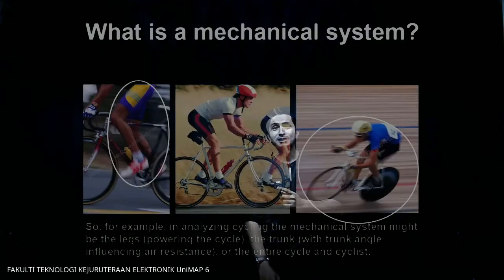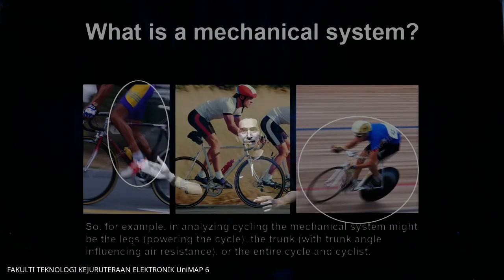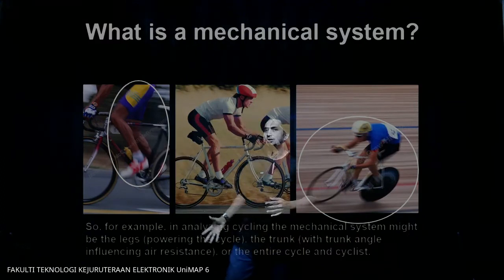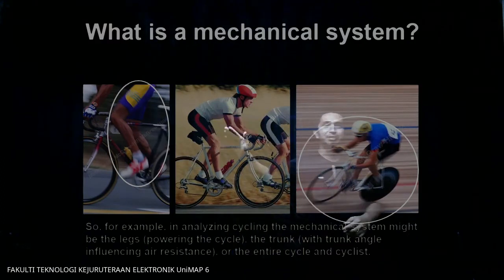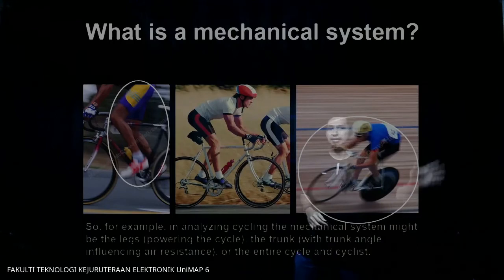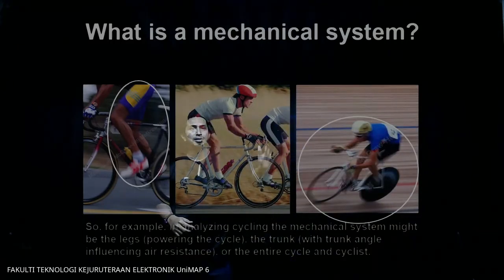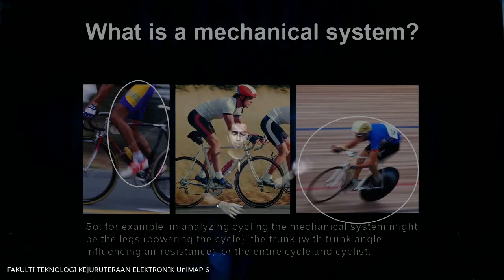Alhamdulillah. Okay. So this is some mechanical system that I just explained to you just now. So maybe the first figure, we only focus on that part only, on the lower limb only, maybe on the left hand side saja. And then the second figure, maybe we use the whole body of the cyclist as the mechanical system. Same as the last one also, we use the whole body as the mechanical system. So it depends on what we want to analyze. Alright?